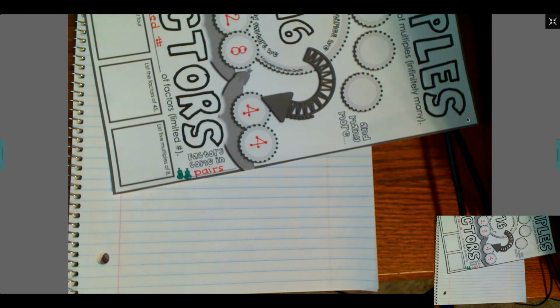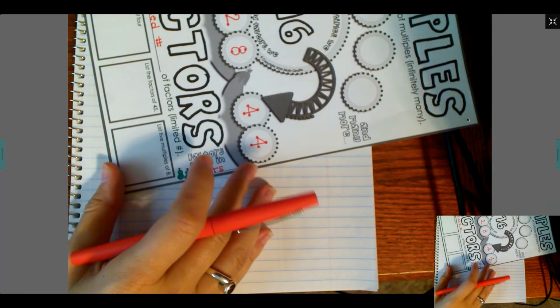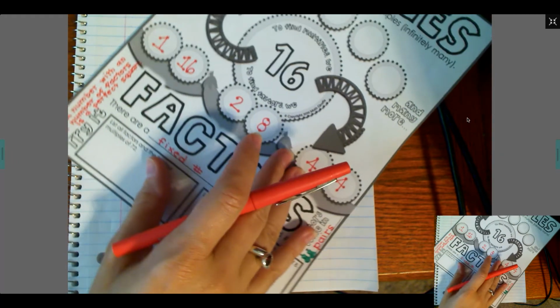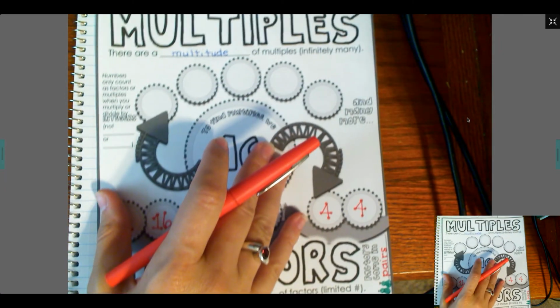All right, so factors come in pairs, and you can color this to whatever way you want to. That's entirely up to you. You can do fancy writing if you'd like. Again, it's up to you. So factors are fixed. There are fixed factors. I love alliteration. It really does help us to remember things.